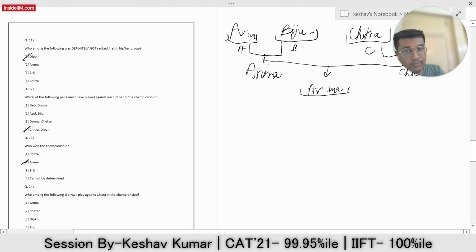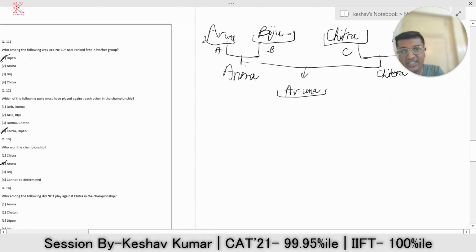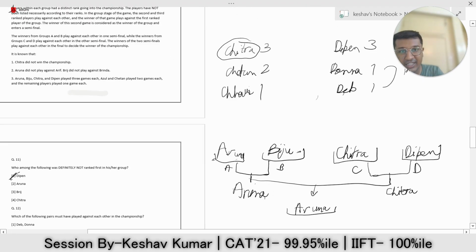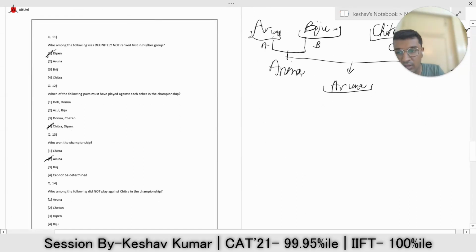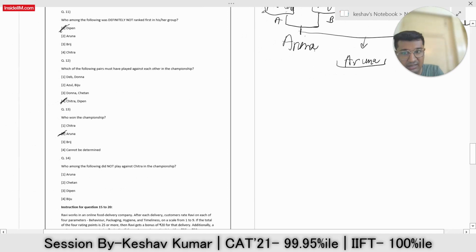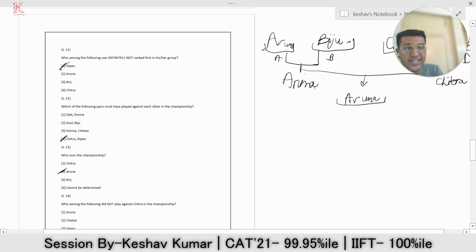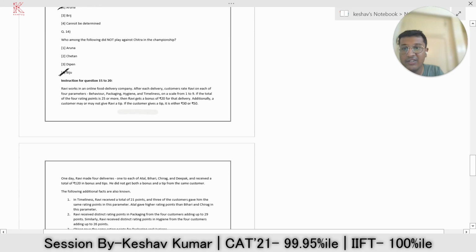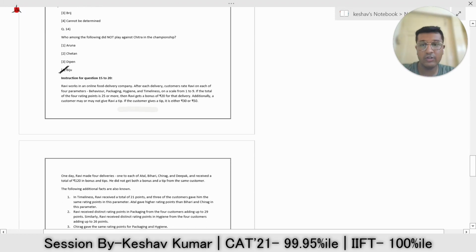Who among the following did not play against Chitra in the championship? See, against Chitra, Aruna had played. Chetan, has he played? He must have played Chetan. Chetan must have played her. Deepan, yes, he played in the semi-finals. And Biju, he can't play because Biju didn't qualify for the finals. So Biju is my right answer. And with that, we are done with set 3. Let's move on to set 4.